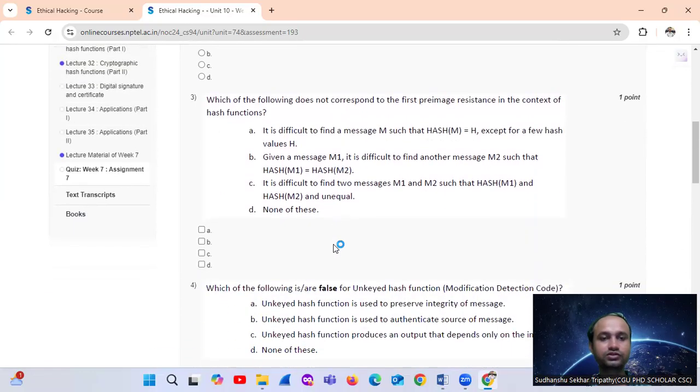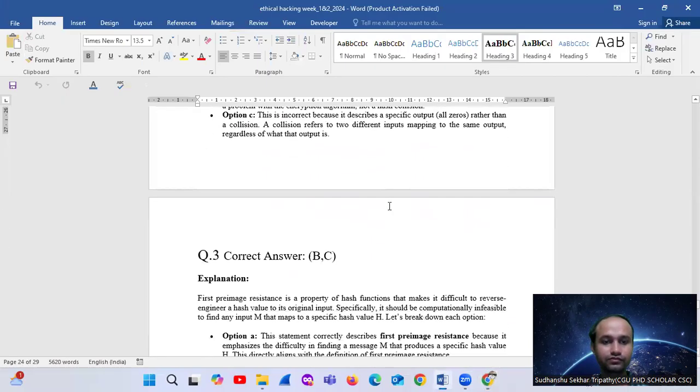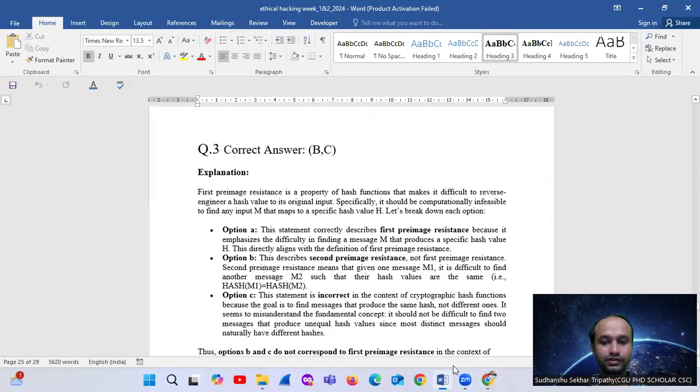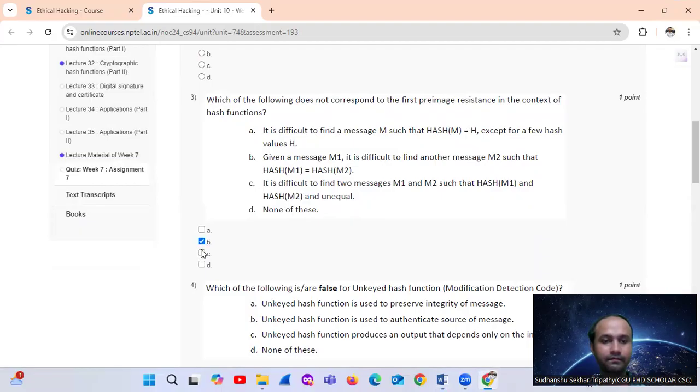ओके. क्वेश्चन नंबर 3, which of the following does not correspond to the first preimage resistance in the context of hash function? Okay, so first preimage कौन कौन सा corresponding नहीं करता है, तो इसका आंसर हो जाएगा बी सी. ओके, बी एंड सी. सो बी सी, दिस गिवन मैसेज यहाँ पे एक्सप्लेनेशन होगा and this is not the first preimage.